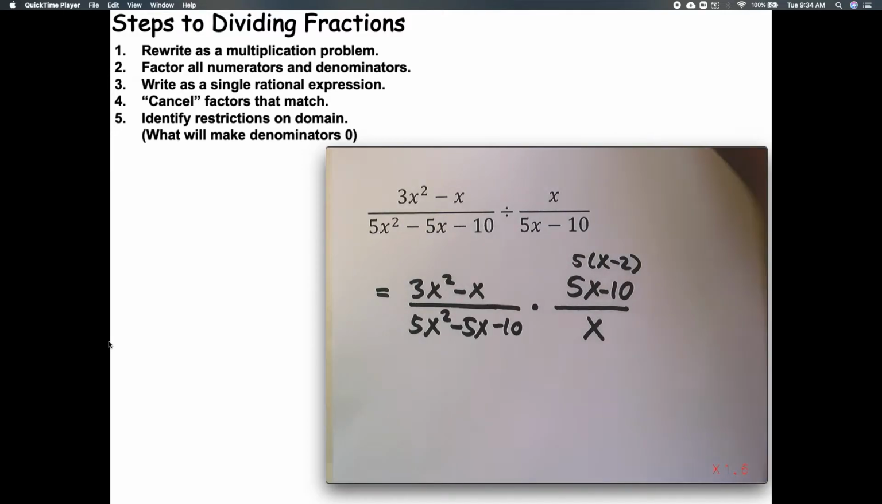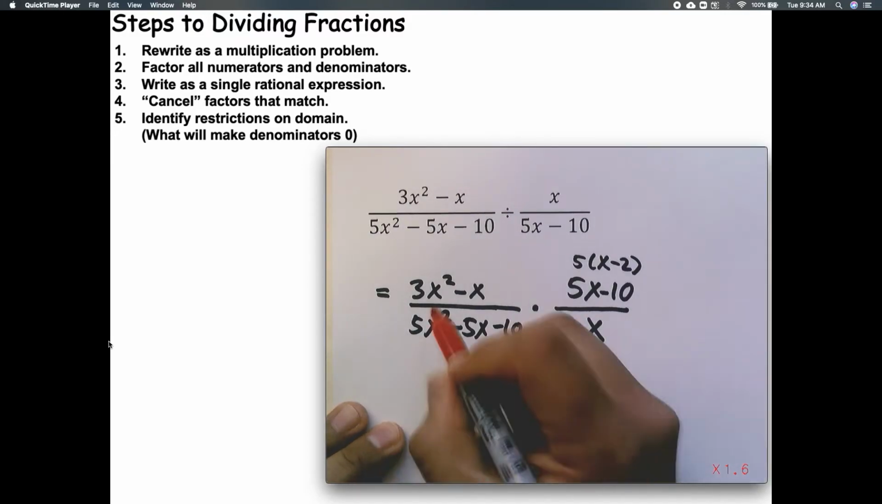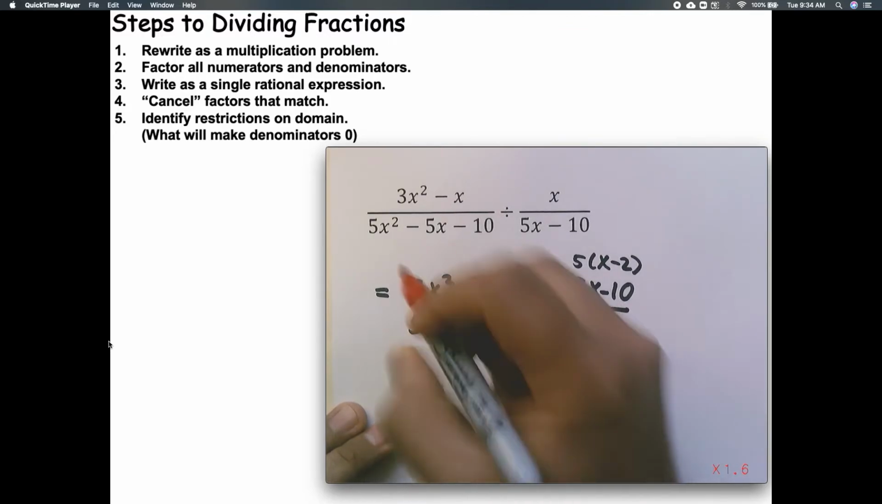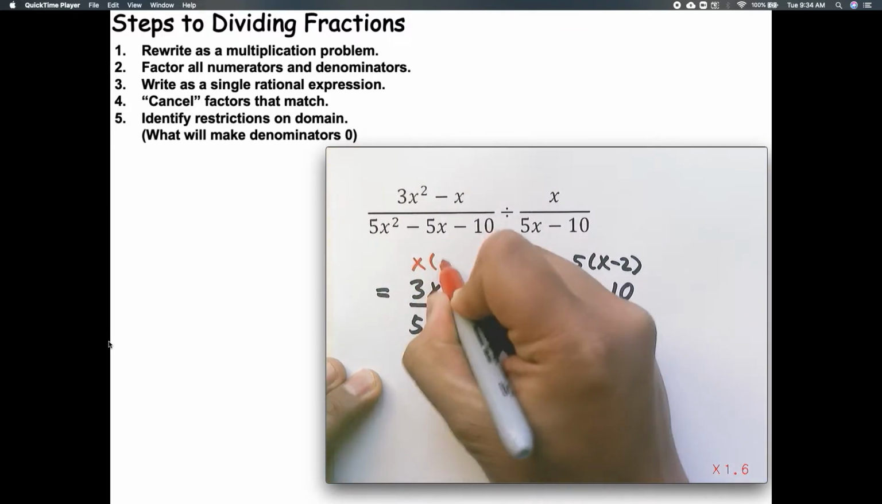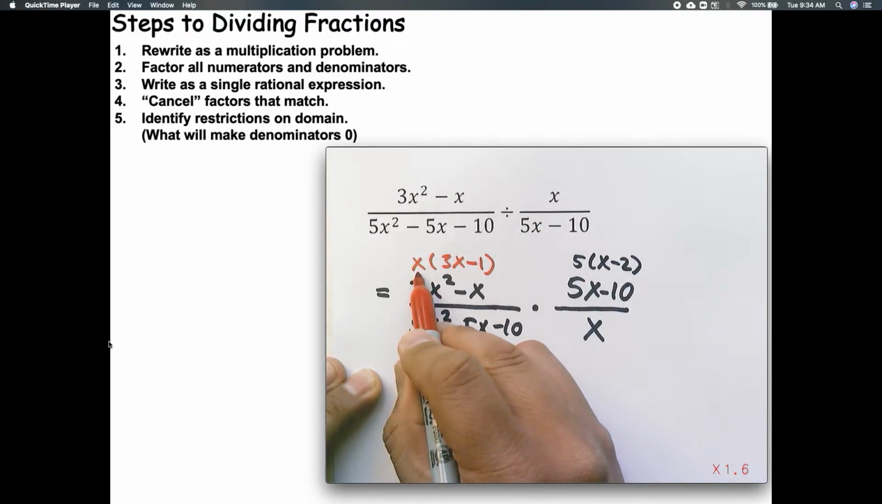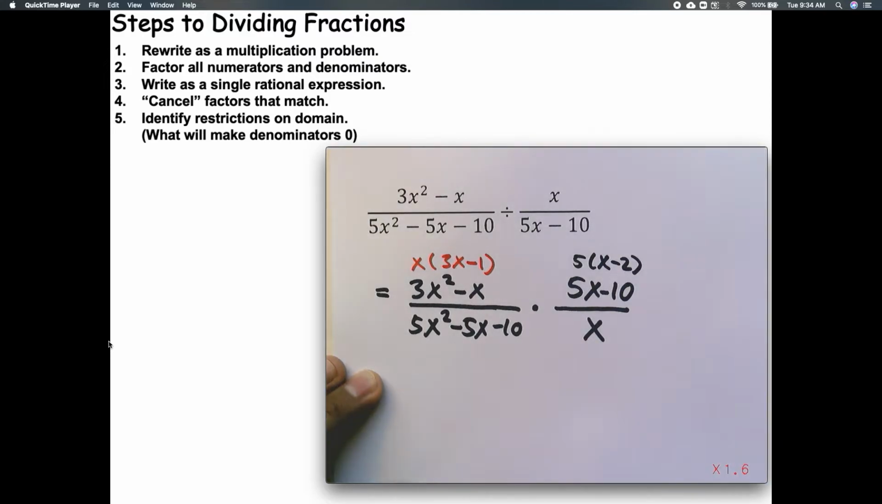And then let's do this one in another color. So we got 3x squared minus x. It looks like I can pull an x out of both of those. I get a 3x minus 1. That's a 3x squared. x times negative 1 is a negative x.